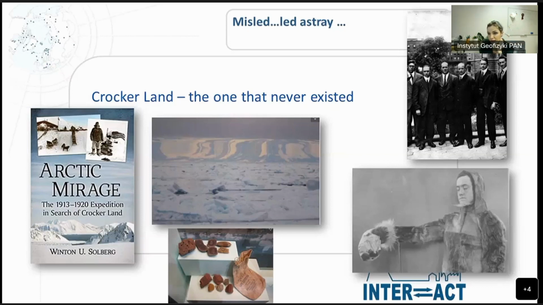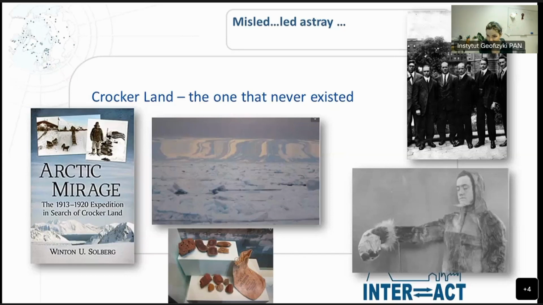Well, it took some time for other people to get interested, and I guess about 25 years later, the same land was spotted by a very serious person, an admiral, Matthew Perry. And he actually gave this land a name. He named it Crocker's Land.